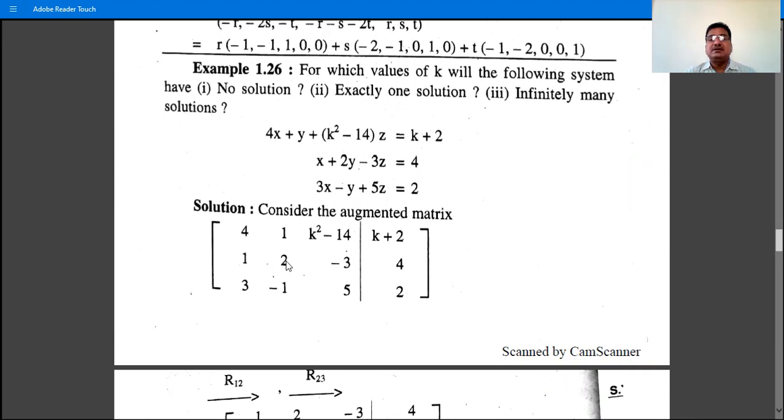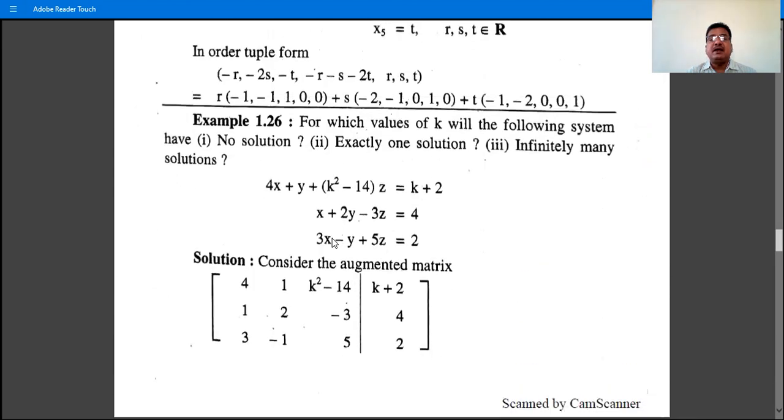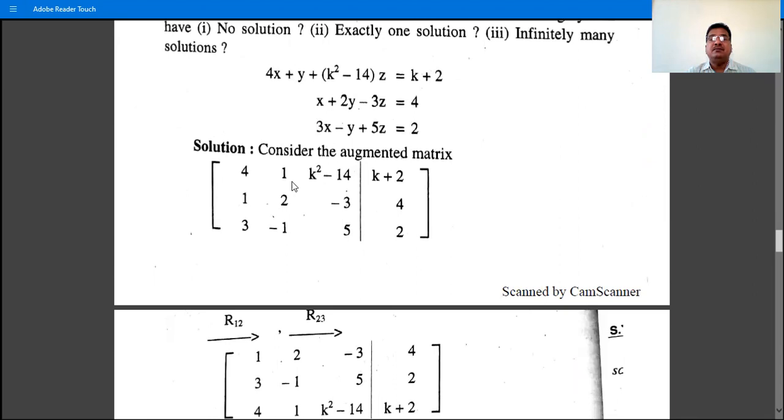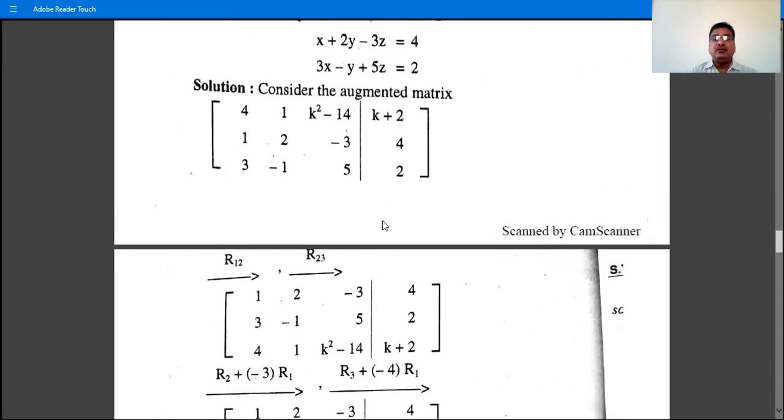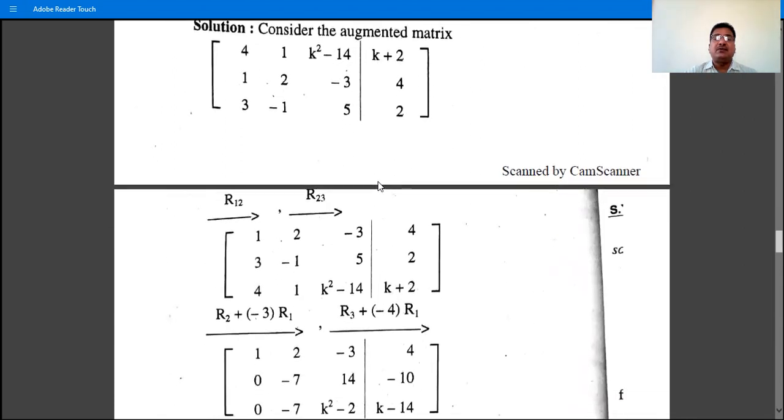So first write the system in matrix form and then write the augmented matrix. The coefficients of x, y, z are 1, 2, minus 3, 3, minus 1, 5, 4, 1, k squared minus 14, and the constants are 4, 2, k plus 2. So this is the matrix of constants, and this is the augmented matrix. And we have to reduce this augmented matrix to echelon form. So interchange the first row and second row and first row and third row.